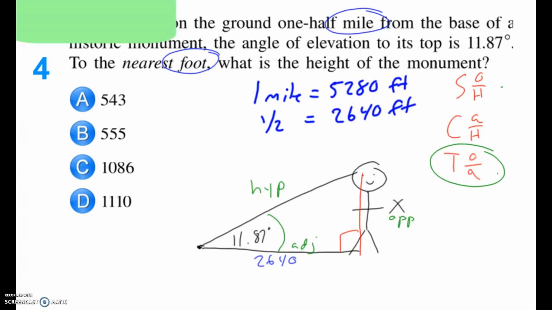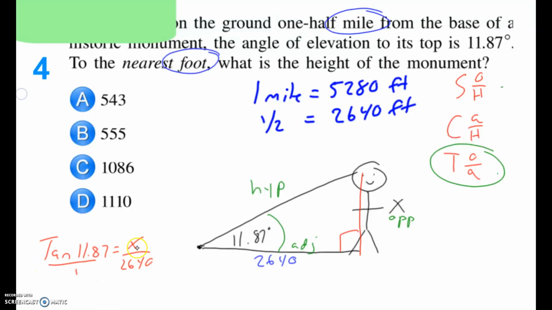And the way you set up your trig equations is first you write the function, then you write the angle, and then you set it equal to the ratio, opposite over adjacent for tangent. So that's opposite is x over the adjacent 2640.